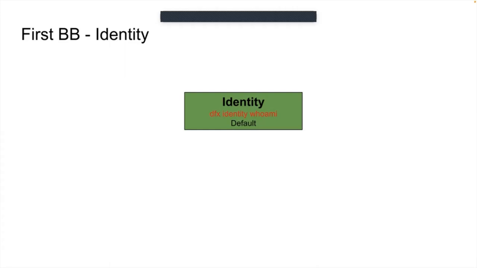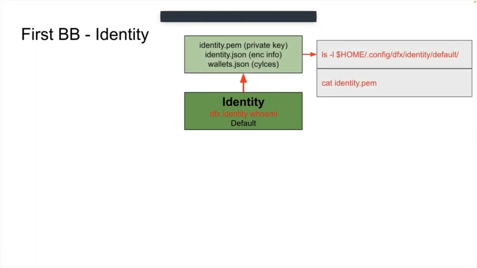I would like to mention that you are not limited to that default identity. You can use as many identities as you want. For that, feel free to check out the corresponding part in the documentation or additional lectures in the bootcamp as well. It is also important to note that all identities are not located in your project folder. There is a separate place on the file system for that.